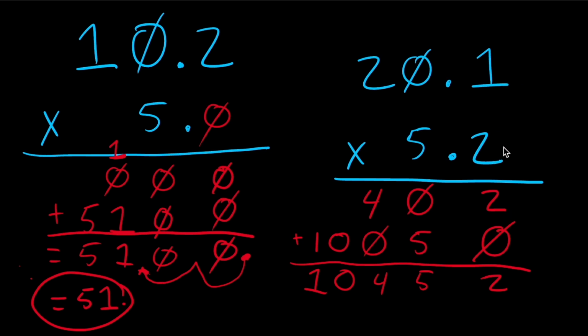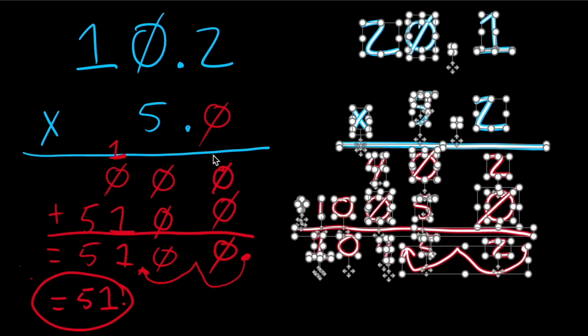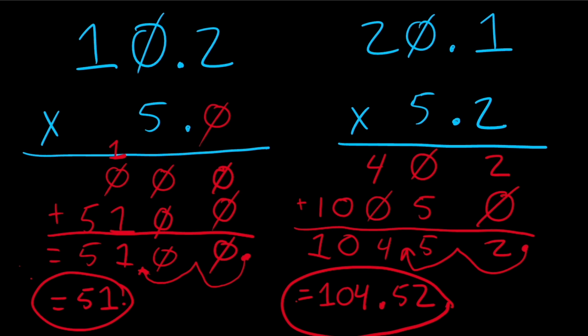And we have 2 digits after the decimal. So we have 1 and then digit 2. And we move twice to the left, 1 and 2. So the answer is 104.52. And let me move the problem up so we have space. So the answer is 104.52. That is your answer. Easy.